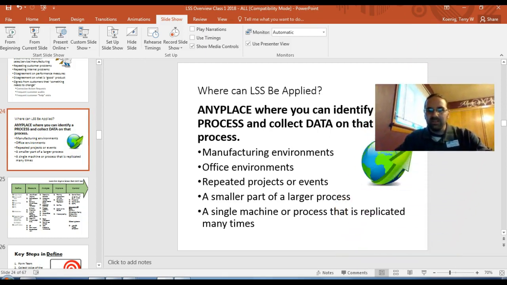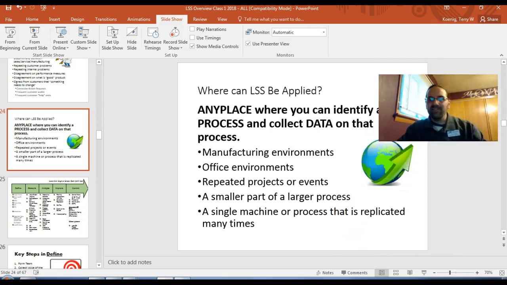So where can you apply this? Anywhere. Manufacturing, office, internal projects. This can be done whether you're making chairs out of wood, steel tables, ice cream machines, whether you're making cheese, slicing the cheese. What else is in the area? Making sausages, making Yeti coolers, machine shops, anywhere. You could go into a hotel and apply Lean Six Sigma.